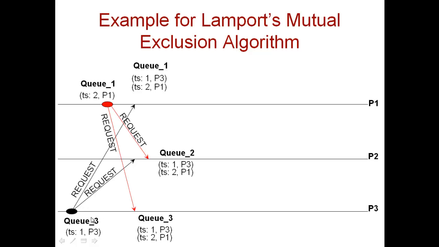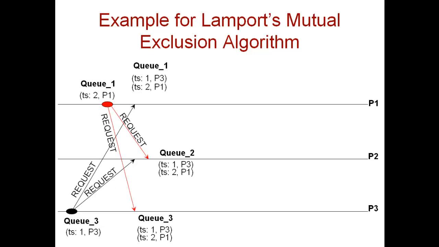We'll use the physical clocks at the processes, and they're loosely synchronized, so we will be able to distinguish the timestamps of the request messages. And even if there's a tie, if two requests have the same timestamp, we'll be able to distinguish based on the process IDs. So the process with the lower ID has the lowest timestamp in that case.